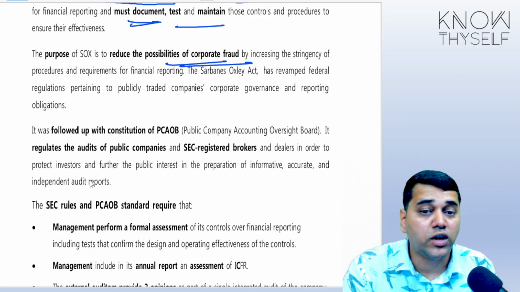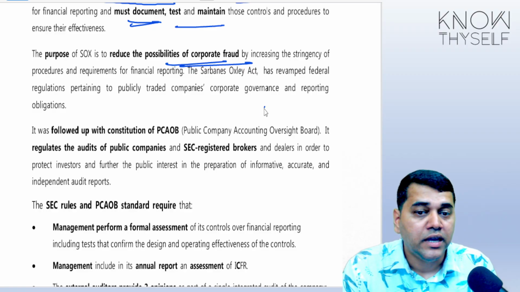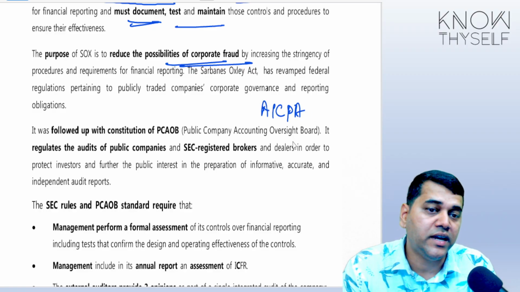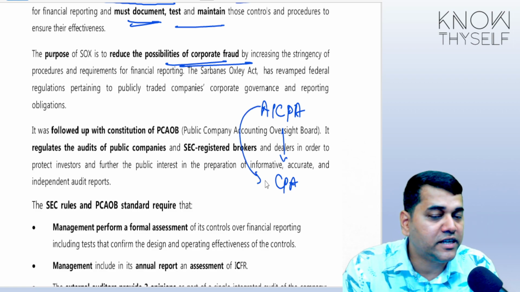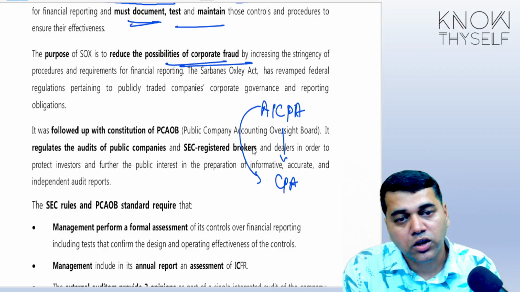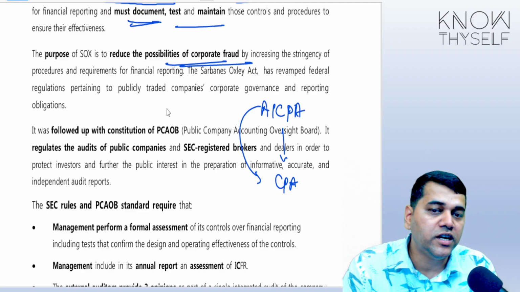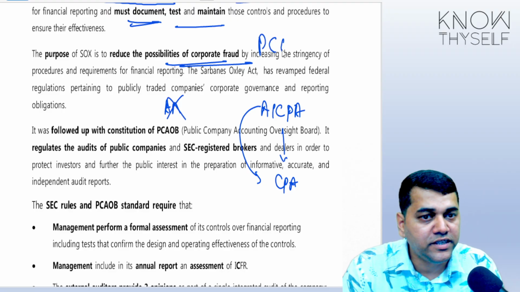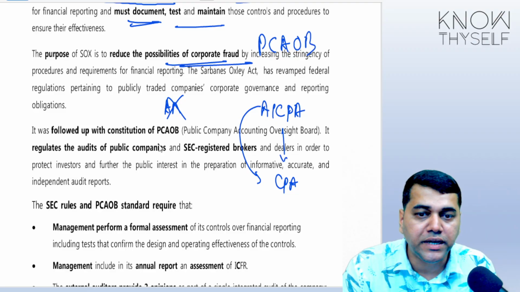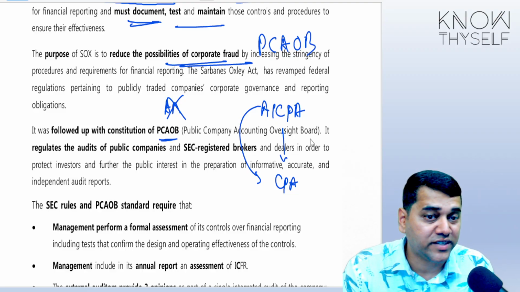And first time, students, what happened? You see, one more thing happened. AICPA was the head of certified public accountants. So they used to handle the disciplinary mechanism. So what did the US government do? First of all, they ordered Arthur Andersen to close down, and they brought in the PCAOB, the Public Company Accounting Oversight Board.